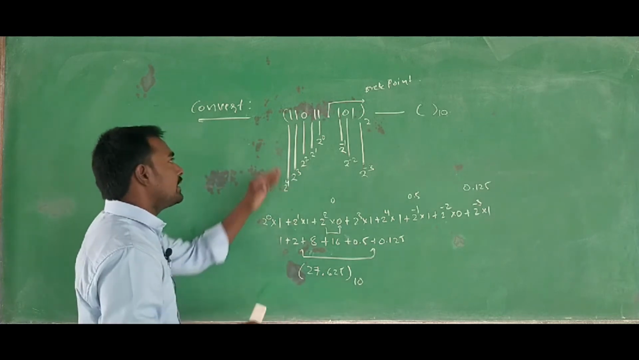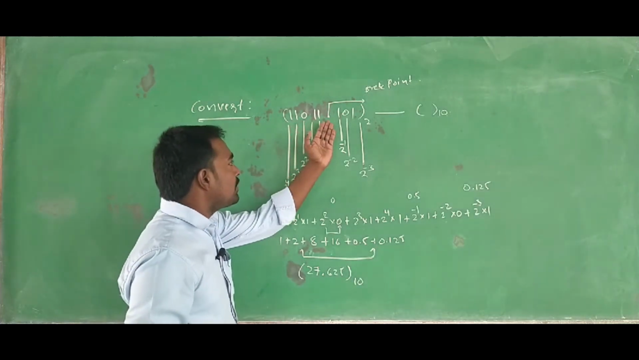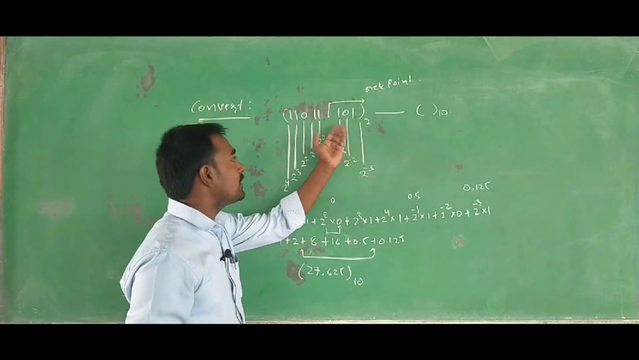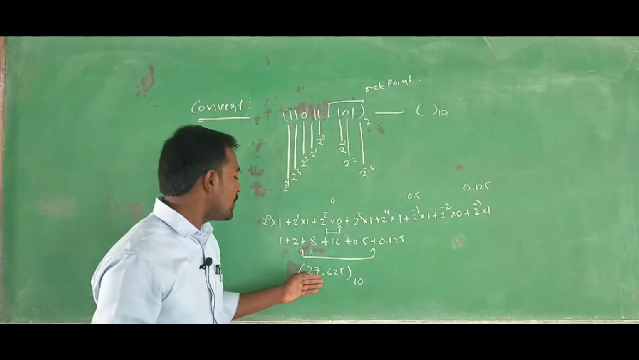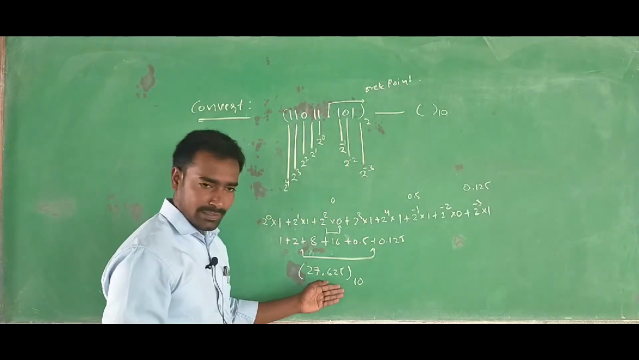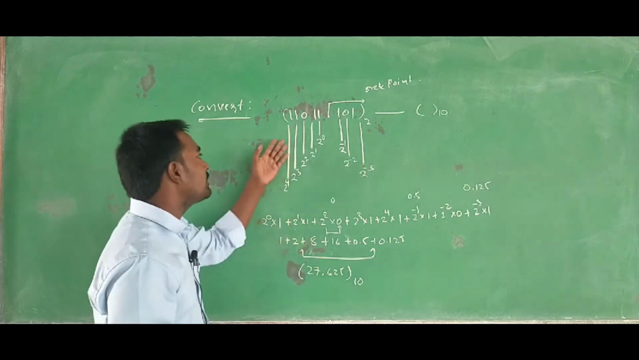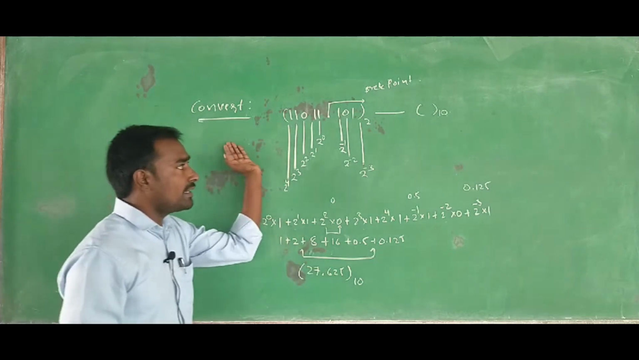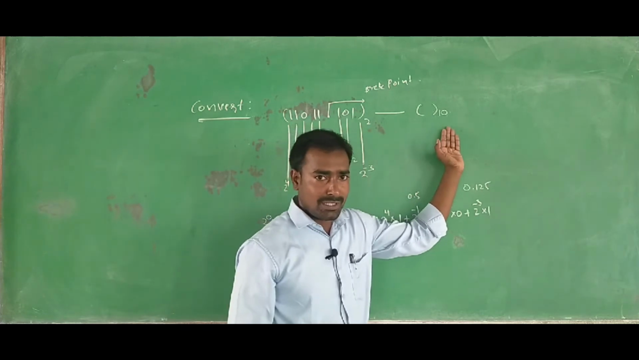So here 11011.101 having the base of 2 is equal to 27.625. This is the conversion of a binary number into a decimal number.